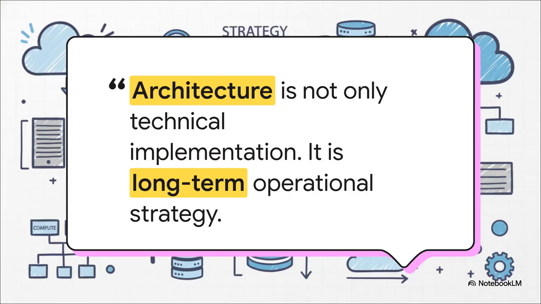The idea that architecture is not only technical implementation, but rather a long-term operational strategy really anchors everything we're discussing today. And that hits the nail on the head, doesn't it? It dictates how you handle governance models, how you manage your blast radius, and how you ensure operational reliability over time. So we're putting on our consulting hats today to break down why designing for scale and building for reliability is absolutely the only way to thrive in modern hybrid and native environments.